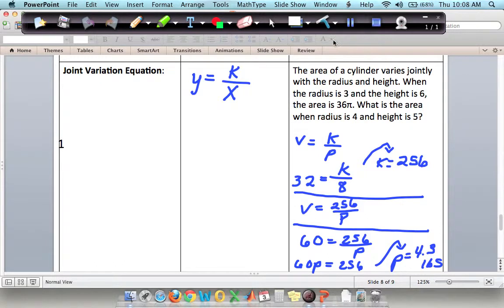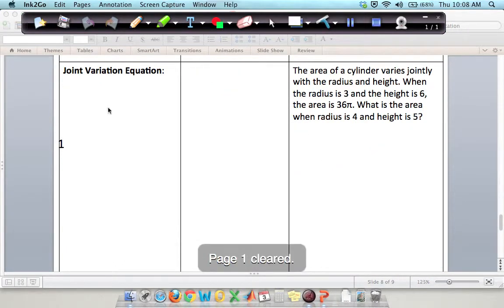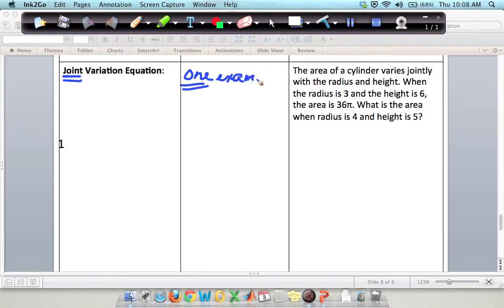Okay, the next two, there's not one way to write a joint variation equation. There's many different examples. Joint variation equation just means that you're going to have more than one variable. I'm just going to give you one example of a joint variation equation. This isn't showing every single equation you could see. So one example would be y equals k x z squared. Okay, so y varies in this case directly with x and the square of z.